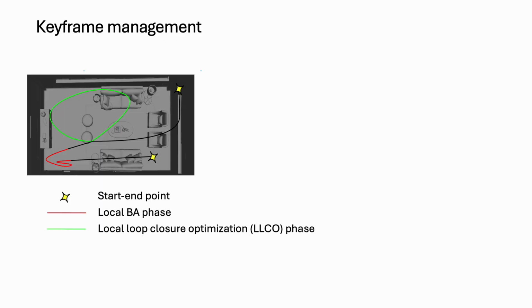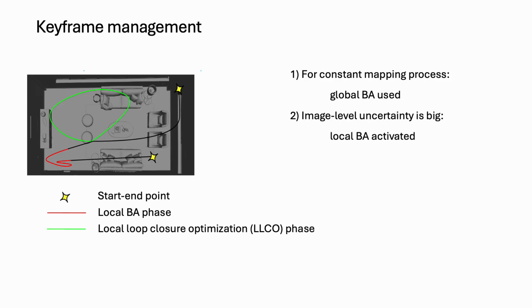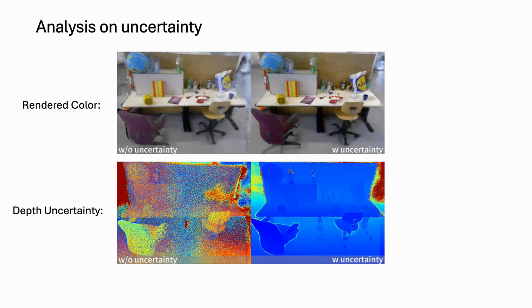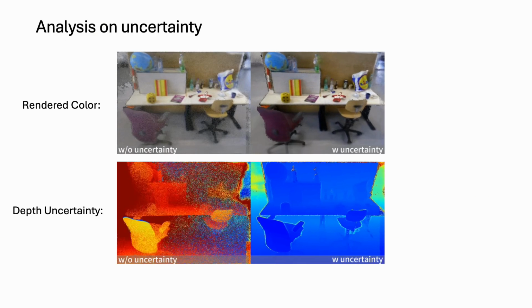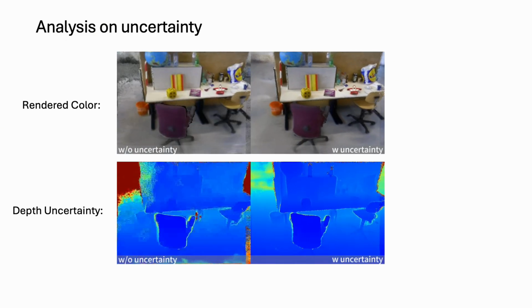Overall, we propose three kinds of strategic bundle adjustment, balancing both global and local information while using a limited number of sampled rays. Global bundle adjustment, local bundle adjustment, and local loop closure optimization. For more details, please refer to our paper and supplementary materials. Here we can clearly compare the differences in rendered color and depth uncertainty between the cases with and without uncertainty estimation.